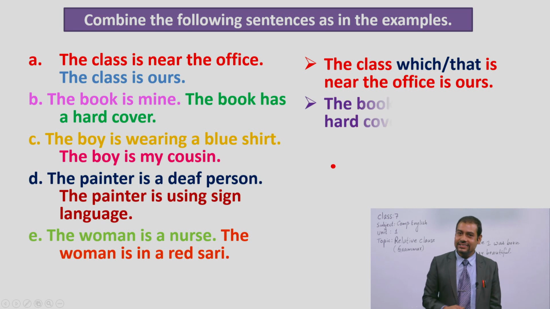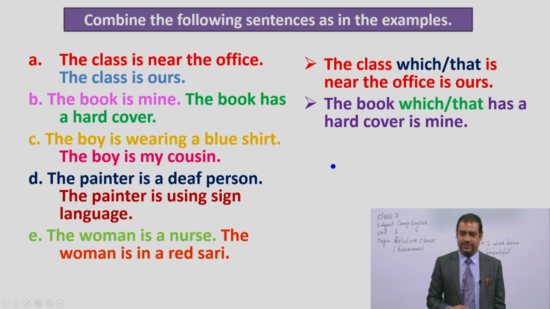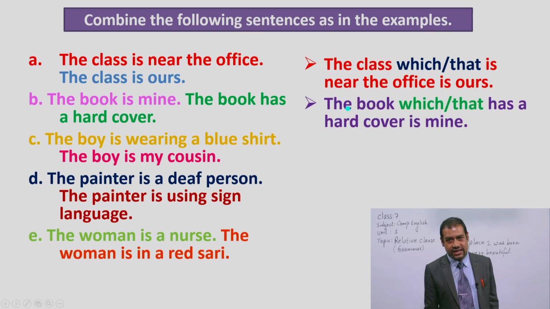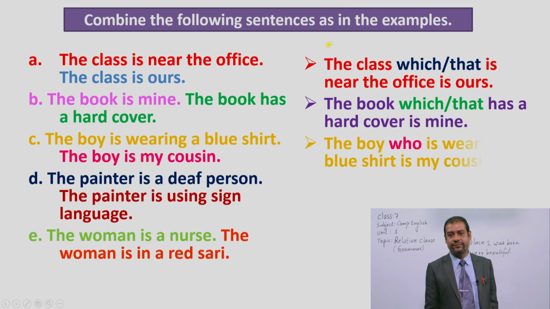So next answer you can look at, dear students. What is it? Please read it out and check with yours. The book which or that has a hardcover is mine. If you don't like to use which or that, you can write, the book with a hardcover is mine. Okay, so book is related to a thing again, so we use here which or that. Another answer, please check with it.